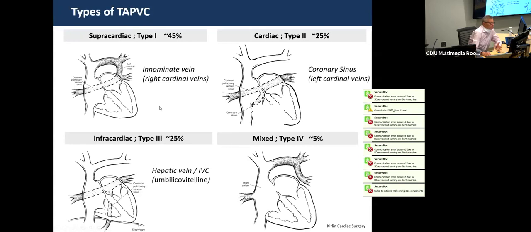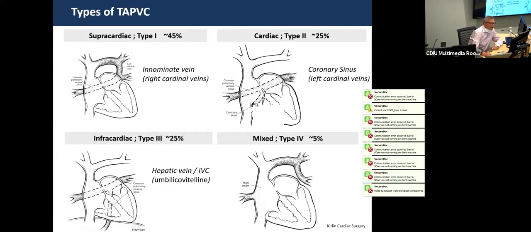The simplest end of the spectrum is the supracardiac, and this shows that the pulmonary vein confluence, instead of connecting to the left atrium the way it should, connects through a systemic venous connection, in this case the left vertical vein to the innominate vein. And so this pathway rarely becomes obstructed, and these kids can be operated on at 3 to 6 months of age, and 3 months of age is probably preferable, because, as I said, they rarely get obstructed.